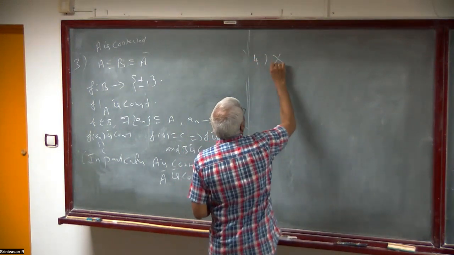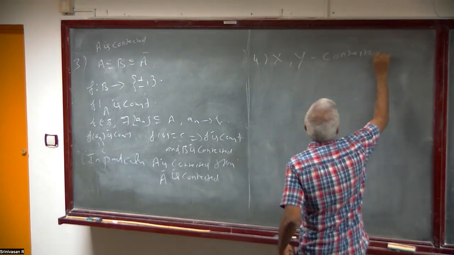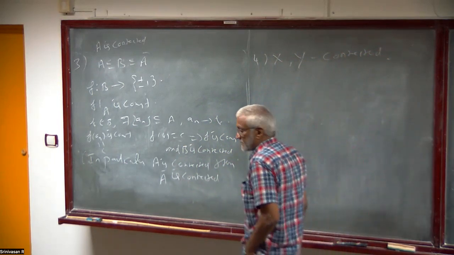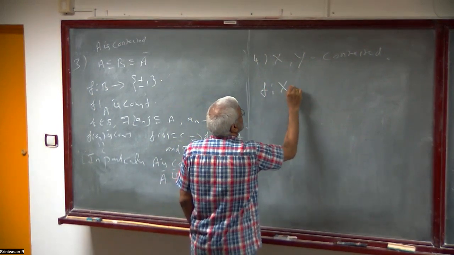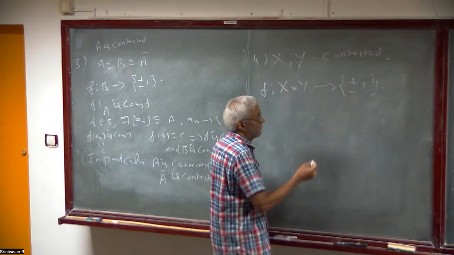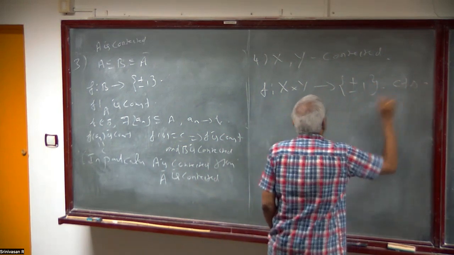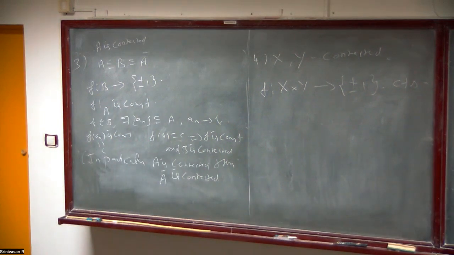That's one. So we have X, Y connected spaces. And we want to prove the cross product X cross Y is connected. Now f is a function from X cross Y to plus or minus 1. We want to prove that f, which is continuous of course, is constant. That's what we want to prove by considering the restriction, of course.